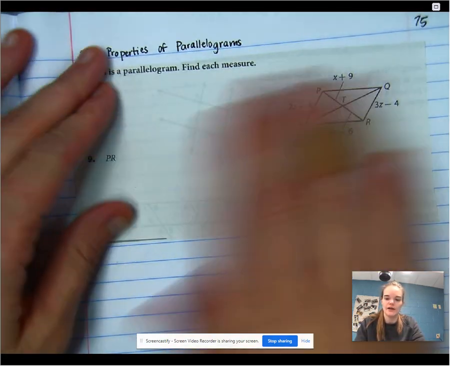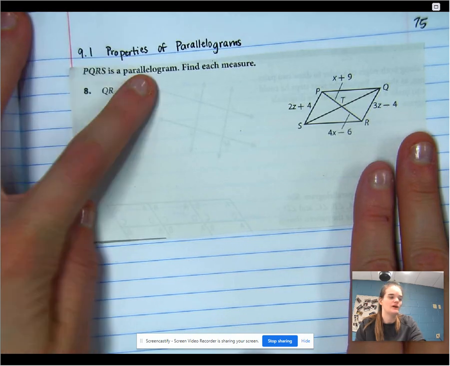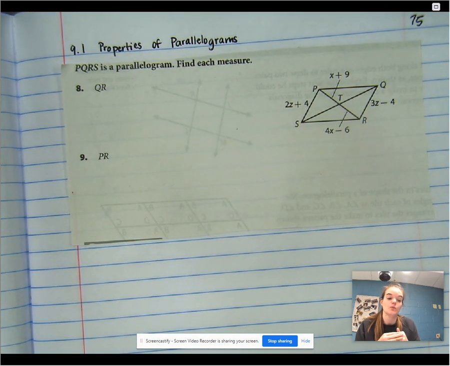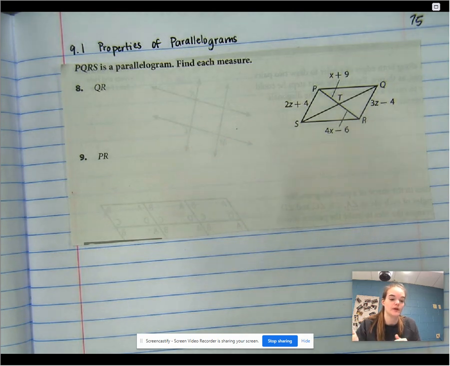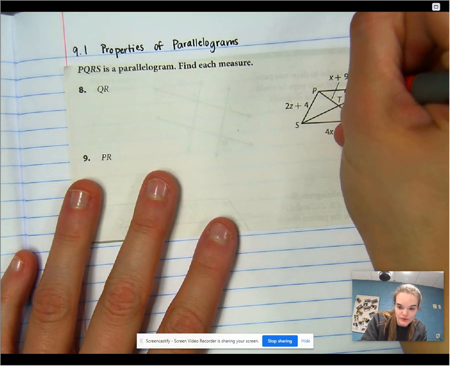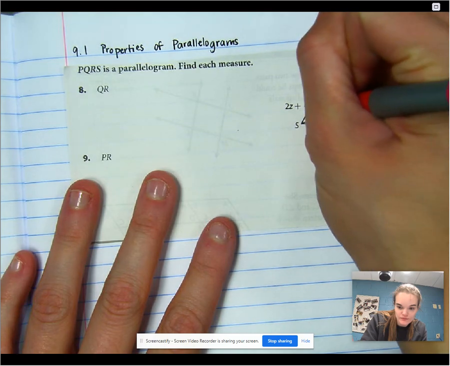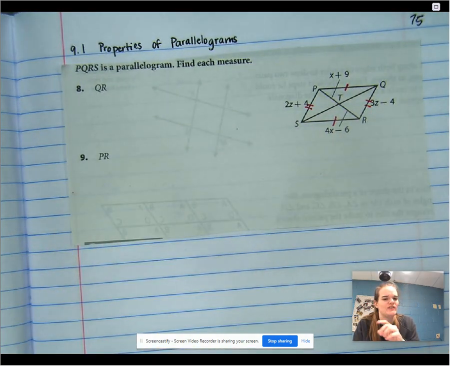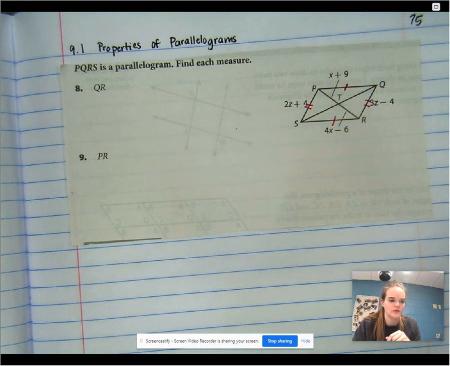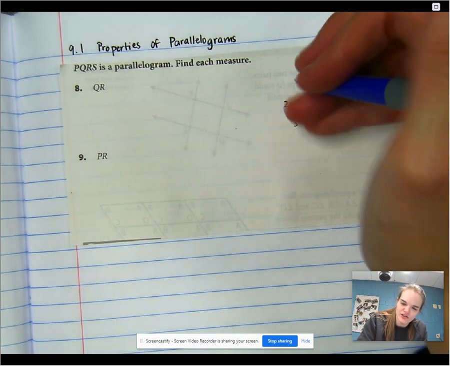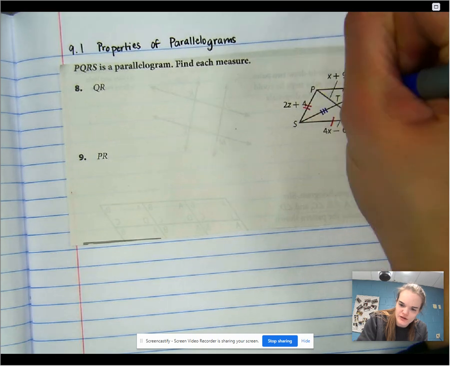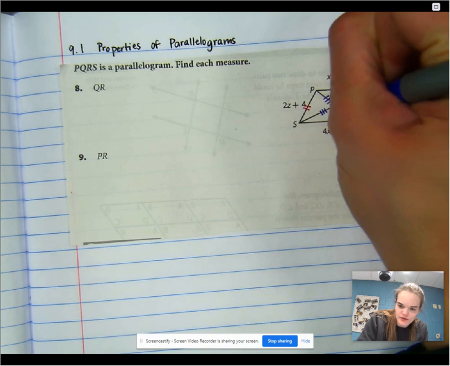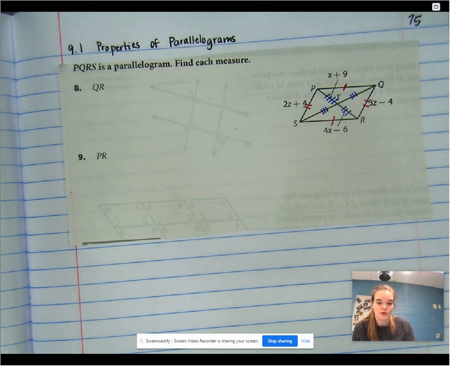Okay, so PQRS is a parallelogram. Find each measure. Before we do that, let's go ahead and label what we know since it's a parallelogram. We know that the opposite sides are congruent. We know opposite angles are congruent, but we don't have any angles here, so we're going to skip over that part. We know that the diagonals bisect each other. So this and this are congruent, and this and this are congruent. That should help us answer these questions.